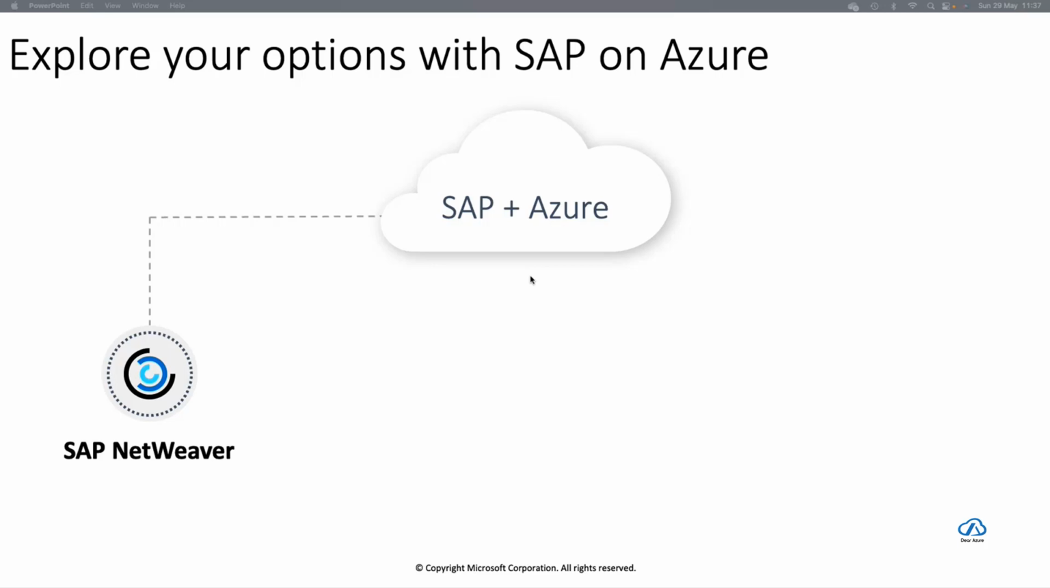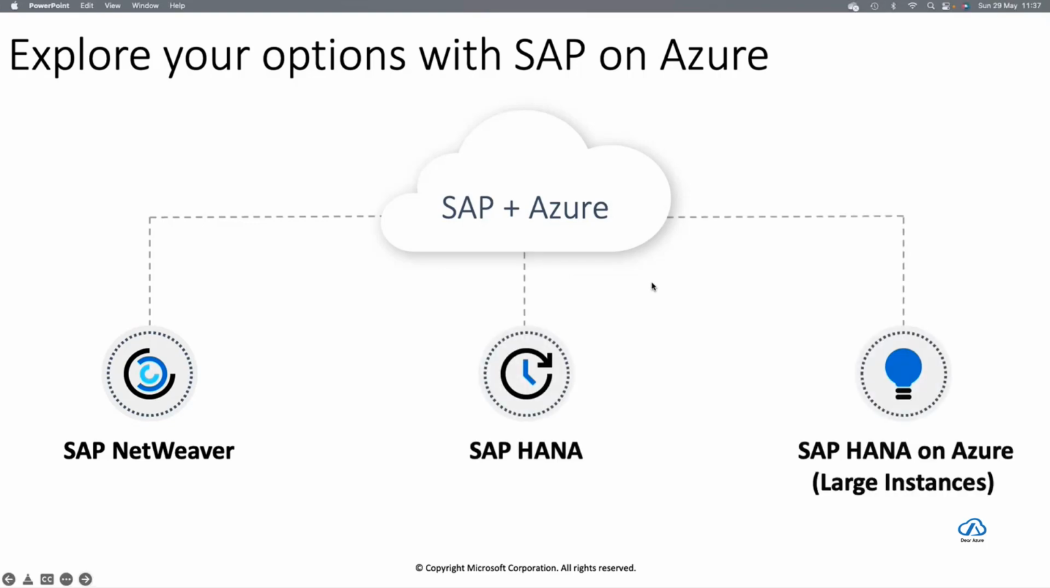It can be from SAP NetWeaver to SAP S/4HANA or SAP Business Intelligence, running on Linux and Windows, or SAP HANA to SQL as well. Here we have three products: SAP NetWeaver, SAP HANA, and SAP HANA on Azure, which can run on the cloud.